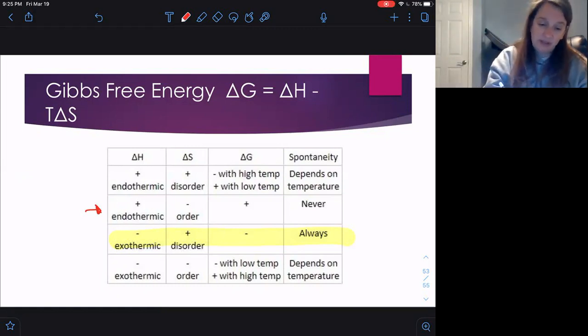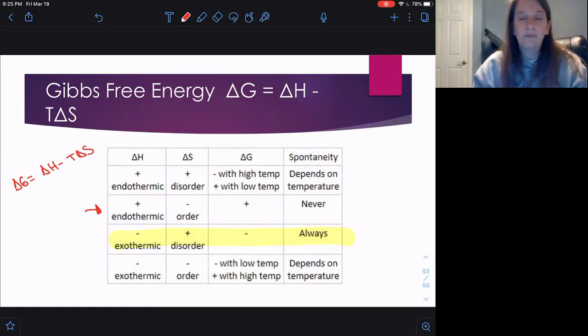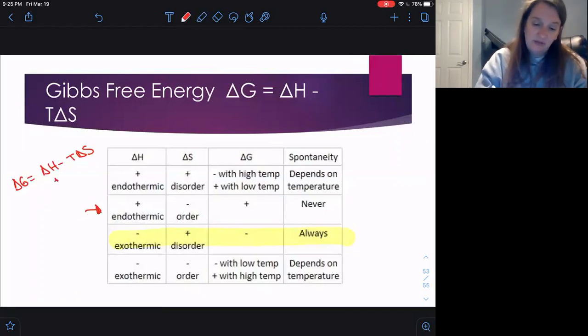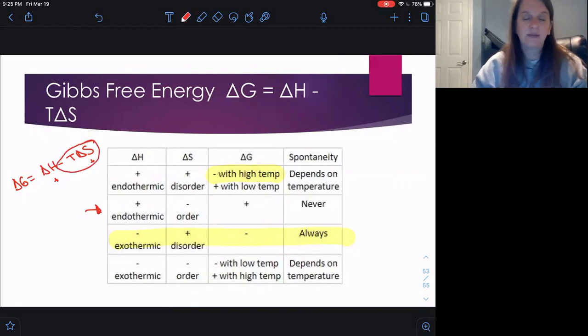Now remember, our formula is delta G is equal to delta H minus T delta S. So in order to have a negative delta G, we need to look at what these values are to determine whether or not it could end up resulting in a negative delta G, or spontaneous process. Now, if they're both positive, if the delta H is positive and the delta S is positive, the only way we can have a spontaneous process is at high temperatures. Because this is going to be minus T delta S. So if that is high enough, then it could turn that delta G negative.